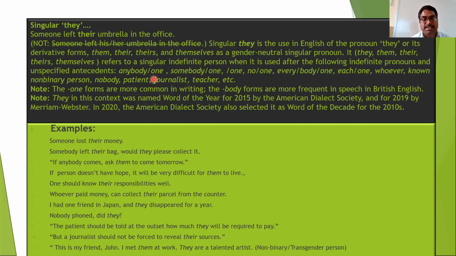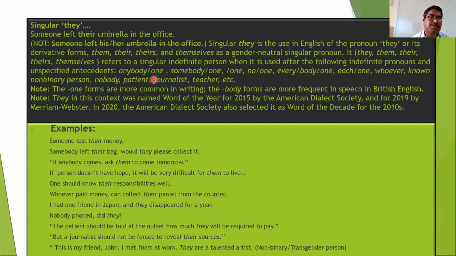Whoever speaks is in first person. The speaker is always in first person. I and we, these pronouns fall in this category. In second person, we have only one pronoun, that is you. It can be singular you or plural you. And in third person pronouns, we have words like he, she, it, and they.